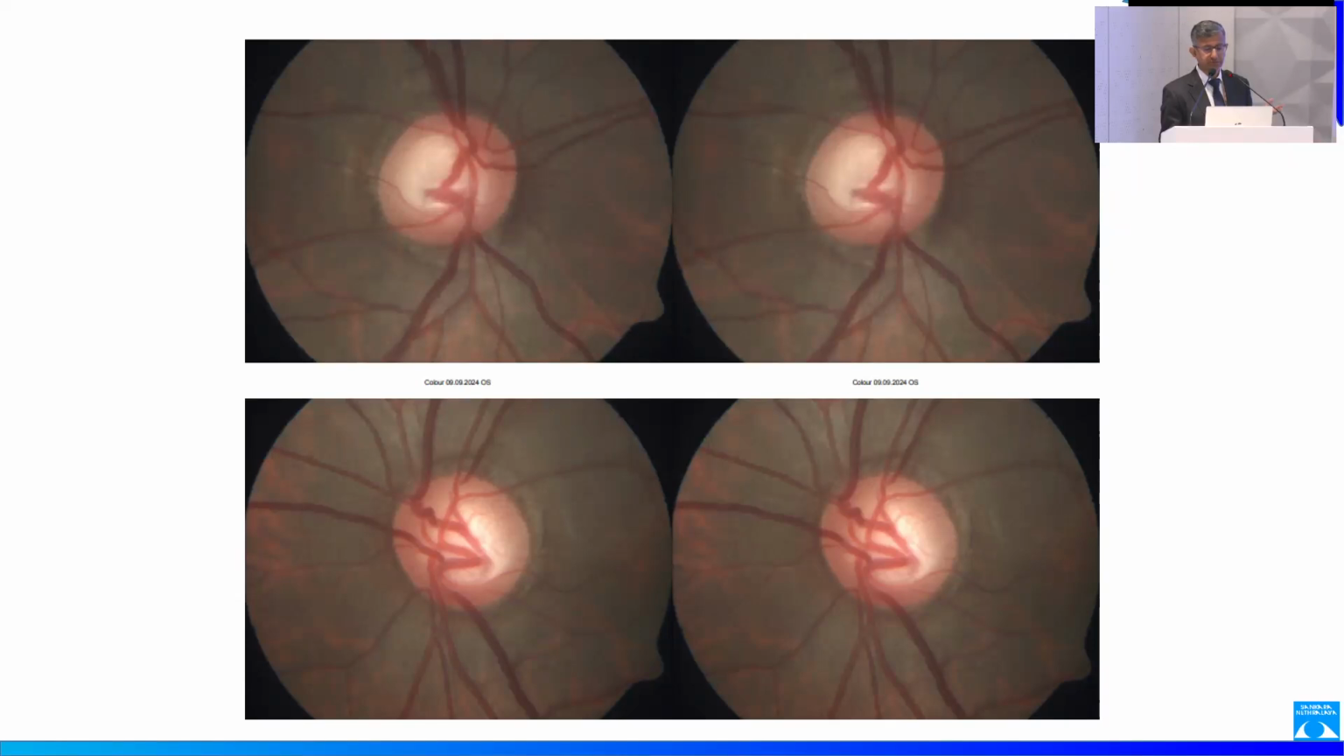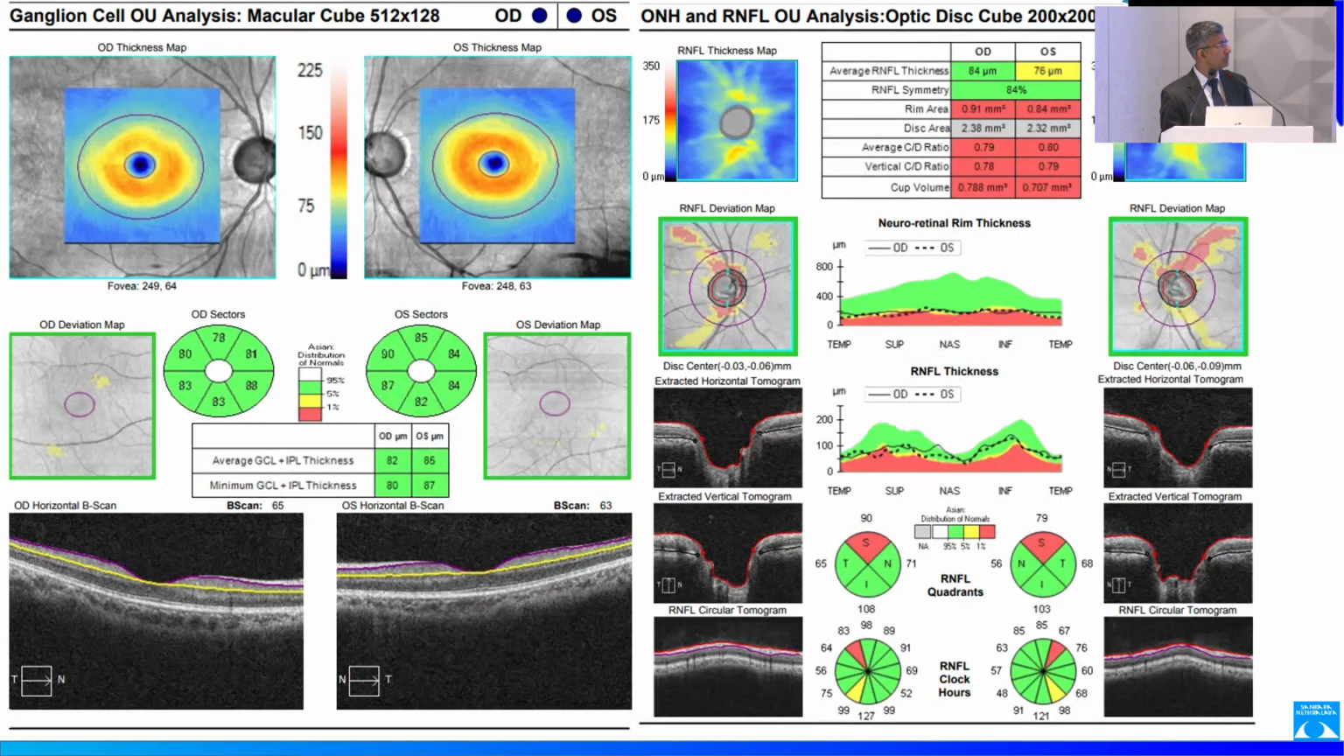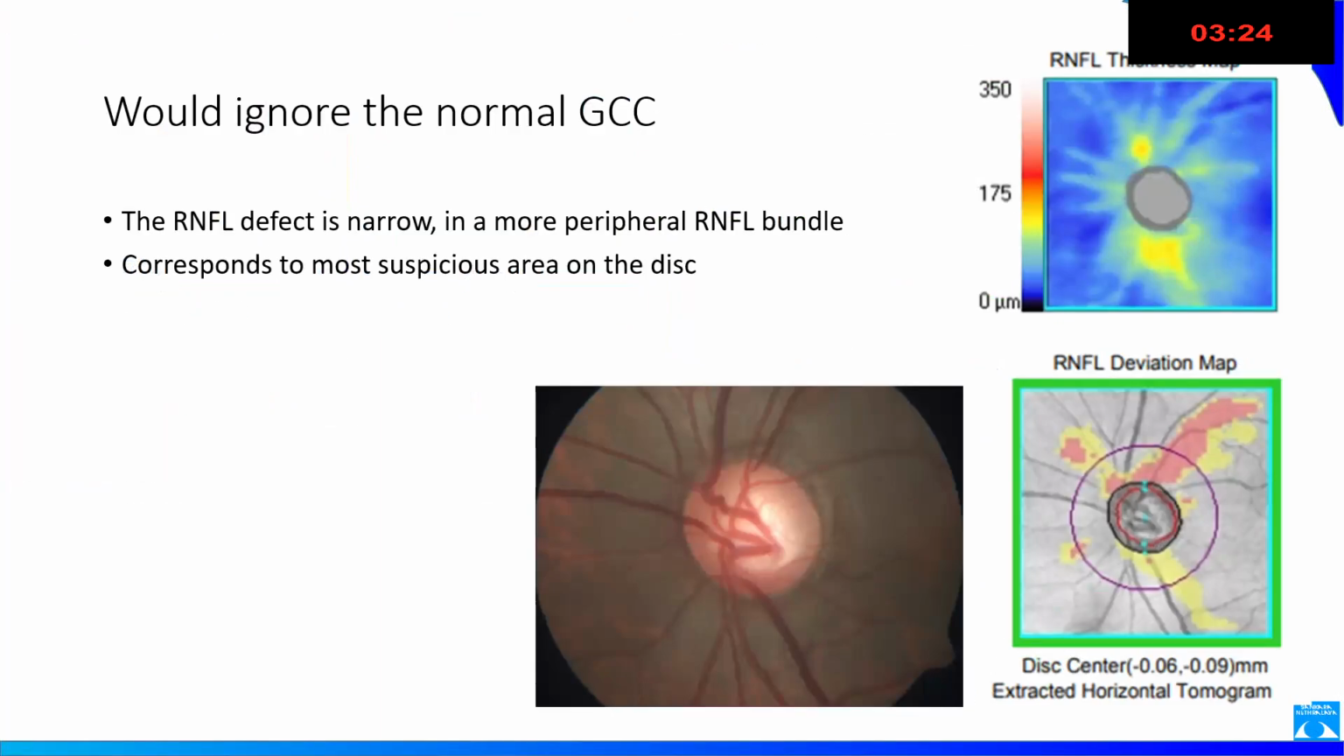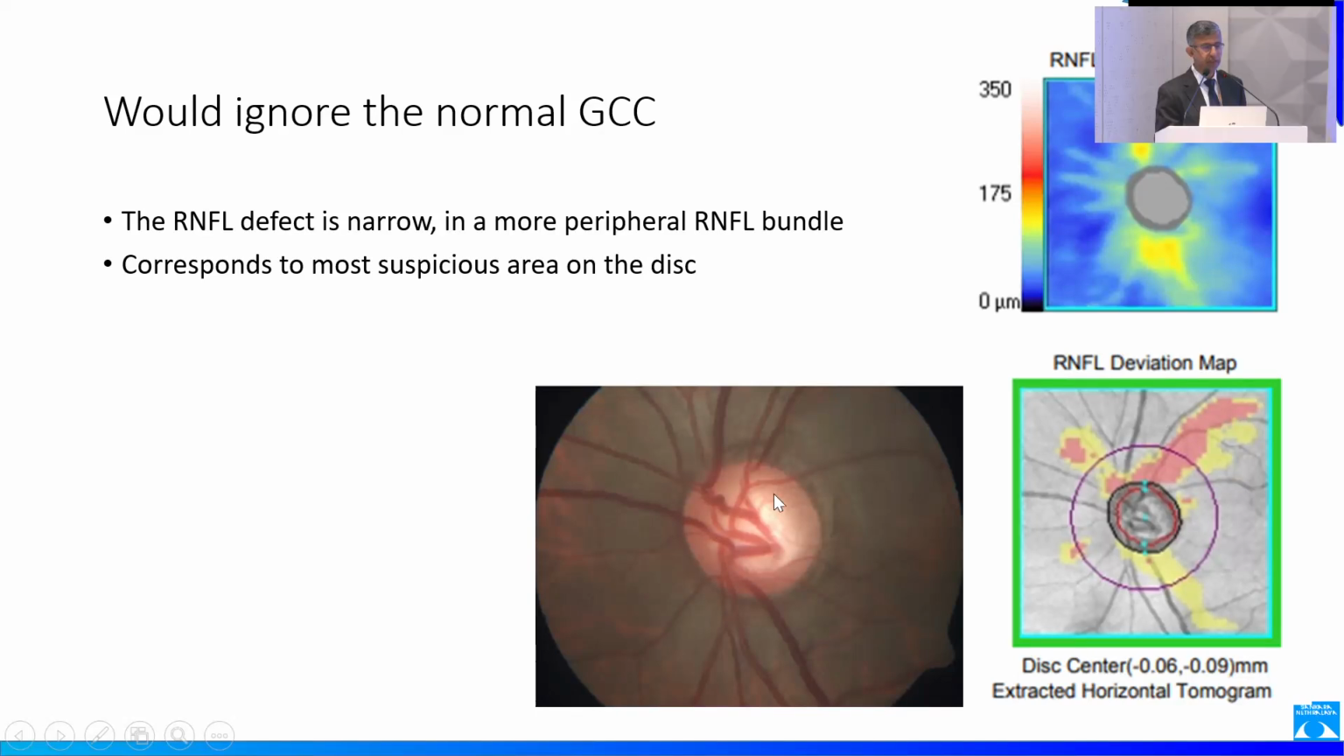And this is somebody whose discs look like this. OCT looks like this. You can see that there's an RNFL defect, but the GCC looks normal. So here, the RNFL defect is narrow. You can see that over there, in the more peripheral bundle. It corresponds to the most suspicious area of the disc that you're seeing here. And therefore, this is somewhere where I would ignore the normal GCC and say that this is somebody with an RNFL defect. This is somebody with probably pathology, and I would treat them accordingly.